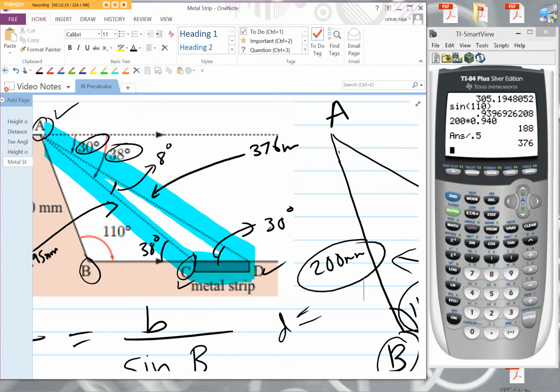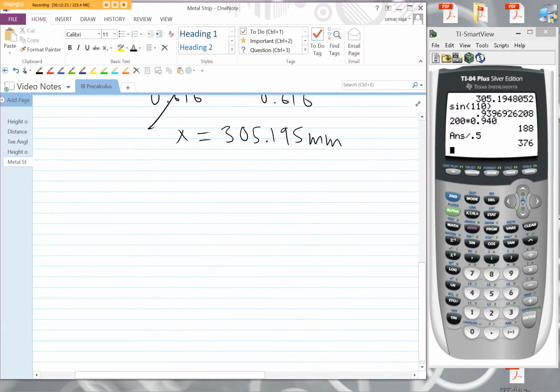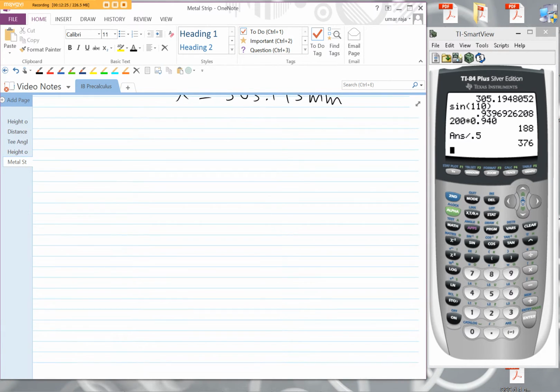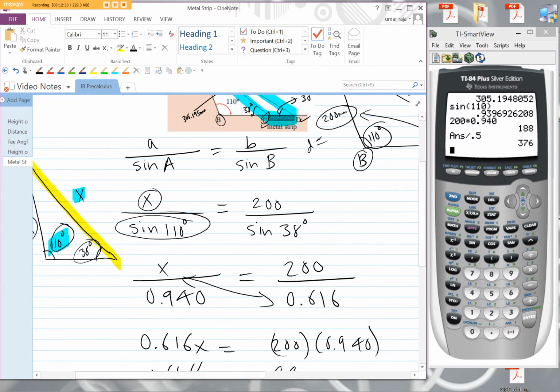Alright guys, so we're going to zoom out on this, scroll down just a little bit. Okay, we're going to draw that triangle out. Okay, so this is what the problem looks like so far. Alright, let's go back to that and see what the measurements are.